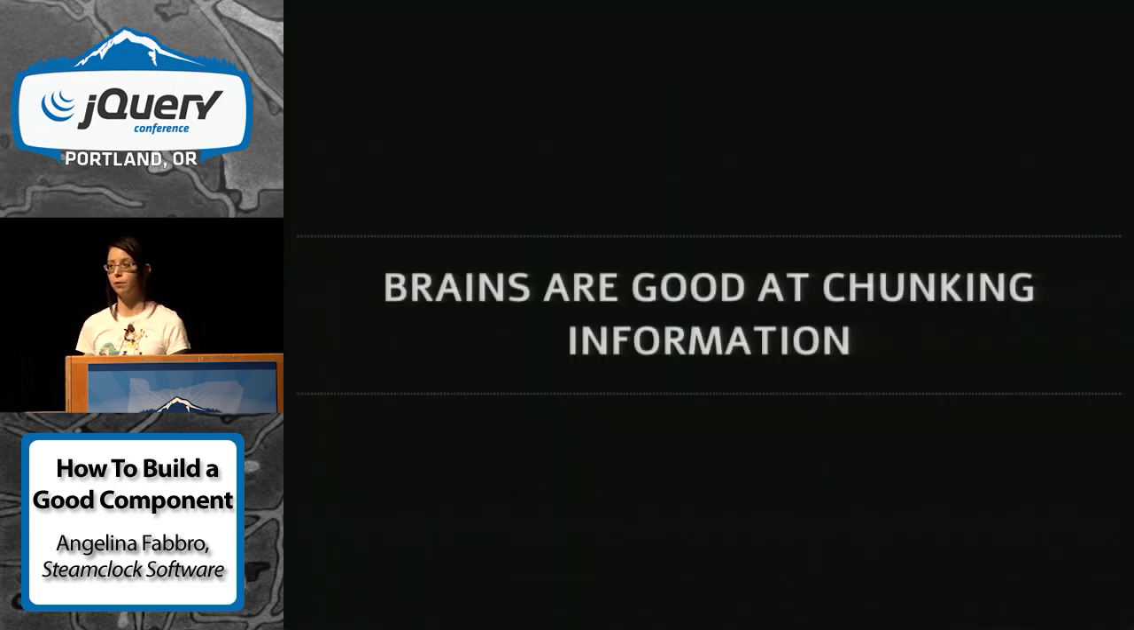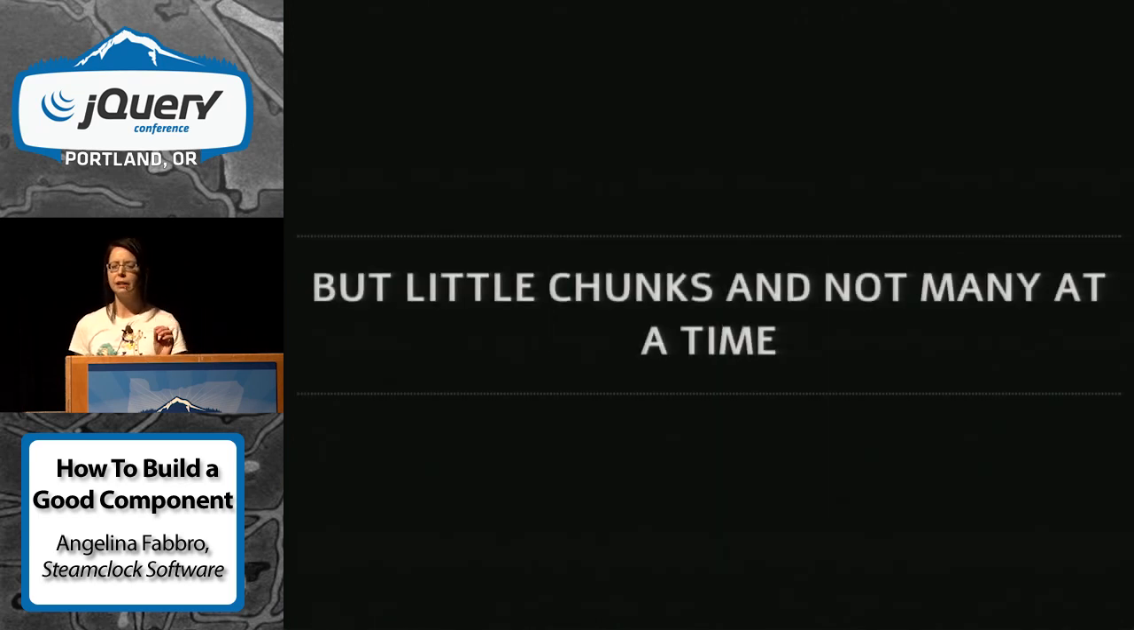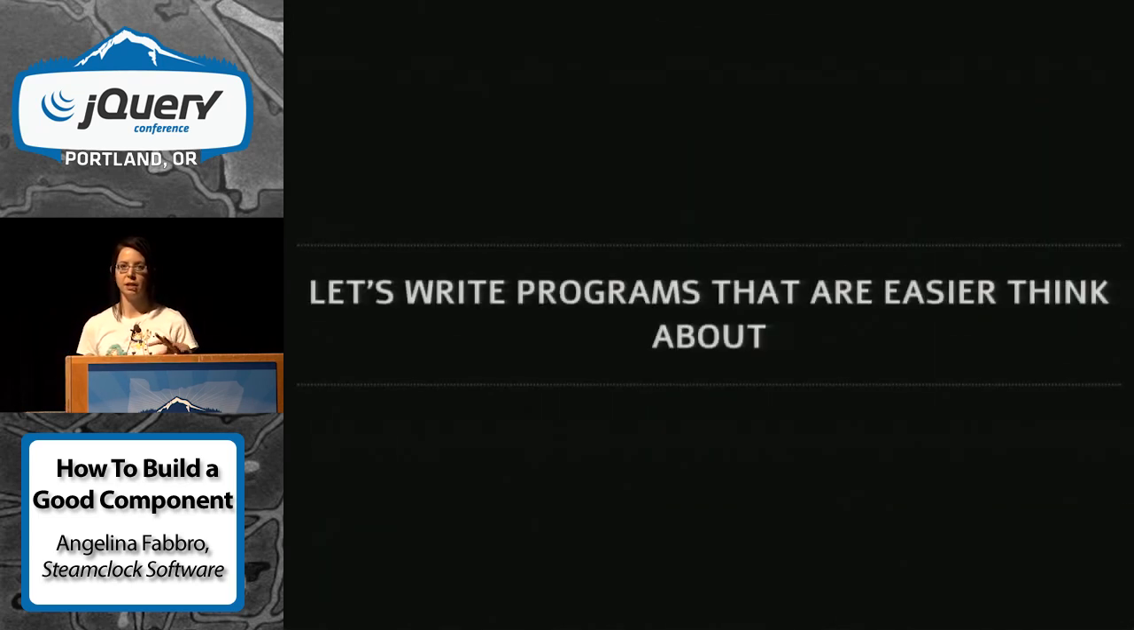So brains are good at chunking information. Brains are excellent at pattern recognition, and they're excellent at chunking information, but only little chunks and not too many at a time. I actually just started at Mozilla a short while ago, and in their docs they have this Mozilla fire hose, where they tell you upfront that you're going to be bombarded with tons of information. Oh my gosh, it's totally overwhelming. So I like to think that information architecture matters. If you don't have somebody at your firm that does information architecture, you definitely want to hire them. And as developers, there are also things we can do to structure our projects so that things end up a little bit easier. So let's write programs that are easier to think about.